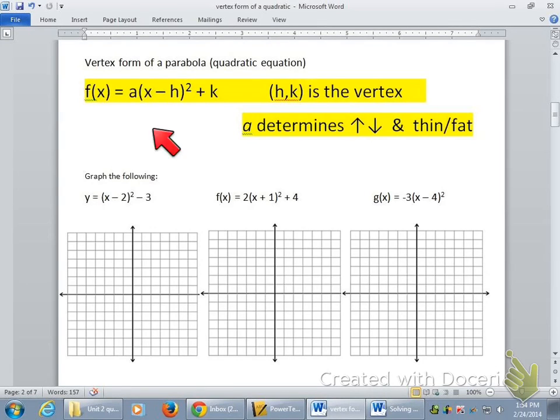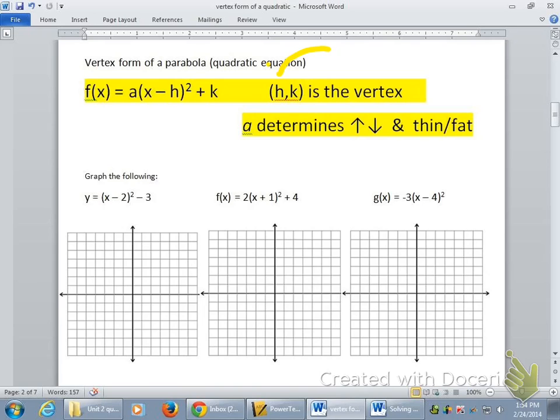All right. So we notice that the A is the same as on the standard form, but H and K are different. This H is the x-coordinate of the vertex, which is also the axis of symmetry. This K is the y-coordinate of the vertex, which is also the min or the max. Okay? So that's something that we already know right now.